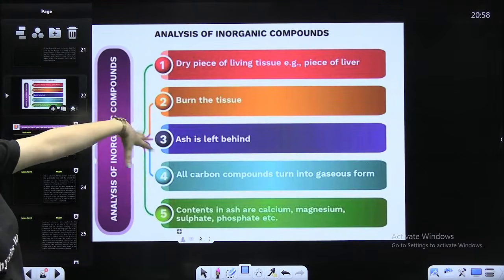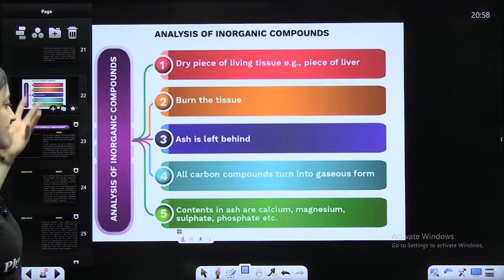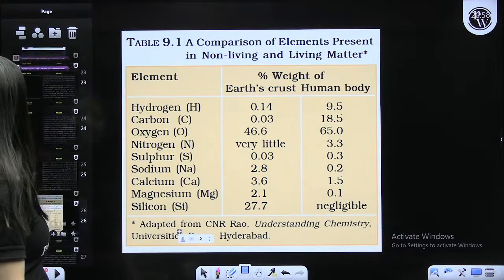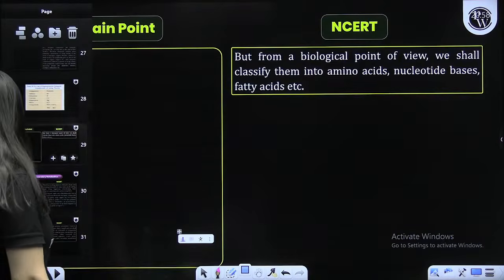Dry a piece of living tissue, burn the tissue, ashes are left behind. So this is showing the inorganic elements and compounds. Okay, beta, right? So done and dusted. This table part is also done and dusted. Now next is the primary and the secondary metabolites.